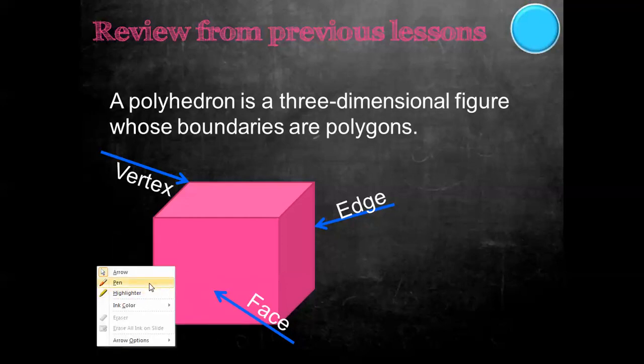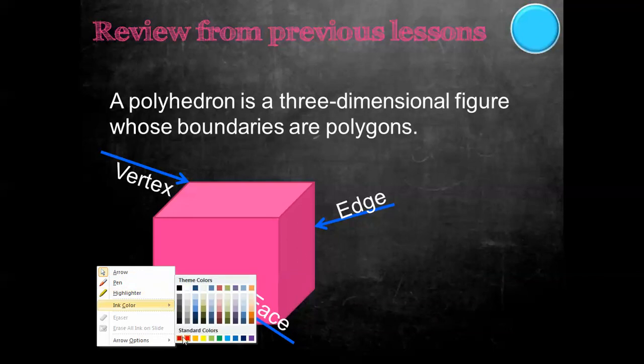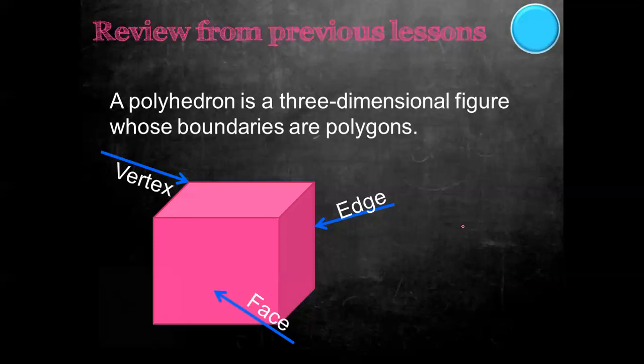And remember, to be a polygon, it has to have at least three edges. It has to connect at the endpoints. So a circle cannot be a polygon. A square can be a polygon, and a shape that intersects in the middle, like this shape right here, is not a polygon because it intersects right here, not just at the edges. So a polyhedron is a three-dimensional figure whose boundaries are polygons.